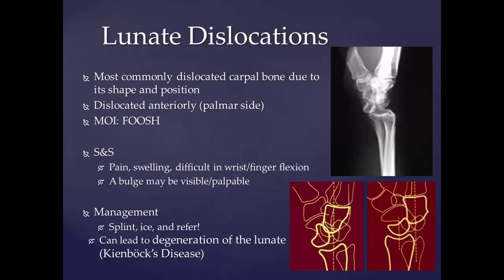The lunate is the most commonly dislocated carpal bone. Lunate dislocations are traumatic wrist injuries that require prompt management and surgical repair. The lunate typically gets displaced and will rotate volarly, or towards the palm. The rest of the carpal bones are in a normal anatomical position in relation to the radius. Lunate dislocations typically occur due to a fall on an outstretched hand or FOOSH, or during a motor vehicle injury where there is a forceful dorsiflexion of the wrist.